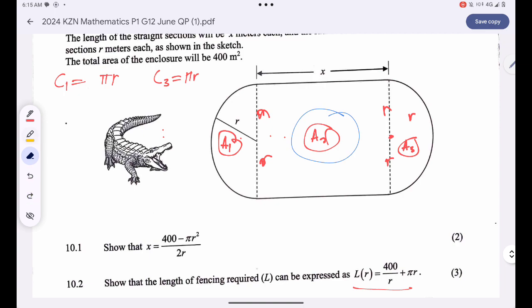And then for me to find the total length, guys, I'll just indicate it over here. I'm just focusing on the outer part of this enclosure, right? This red part is just equal to pi r, and also this one is also equal to pi r. Are you together? Please keep that in mind.